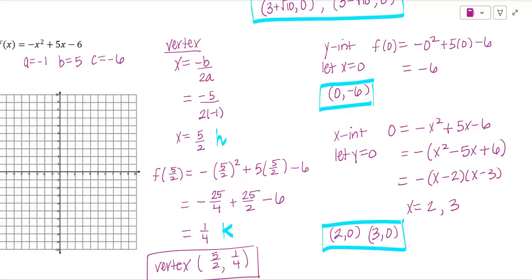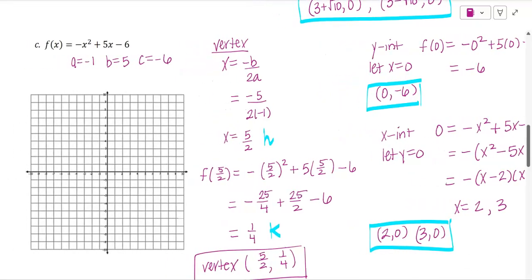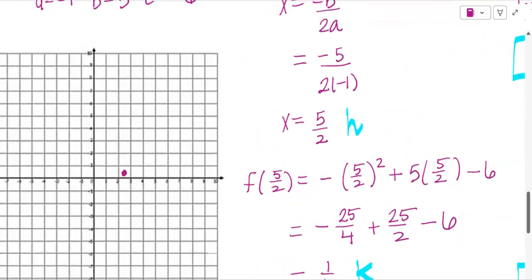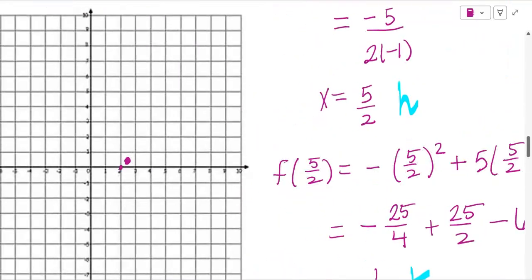All right, let's put this all together on the graph. We're expecting this graph to be pointing down because of the negative sign in front of the x squared term. So my vertex, 5/2 is about 2.5, and then 1/4, so it's right around here somewhere. My x-intercepts are, I'm going to make this bigger, this is a really small graph, here and here.